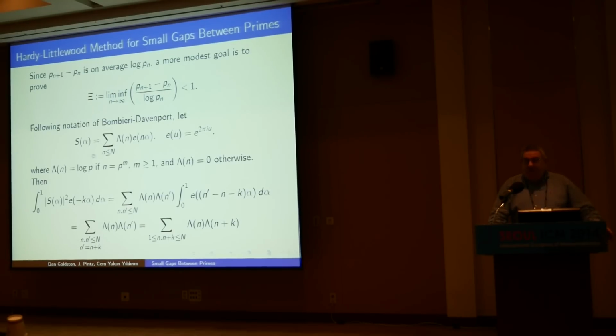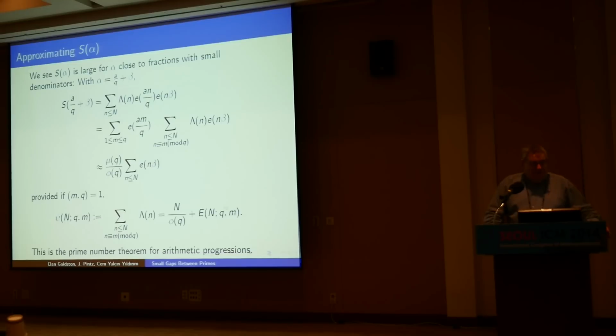And so the method that Hardy and Littlewood came up with, and I'll be using the notation of Bombieri and Davenport, is you look at this exponential sum over primes, where lambda is the von Mangoldt function. It's log p if n is a prime or a prime power and 0 otherwise. But you should just think of this as an exponential sum over primes. And so what you do is you take the absolute value squared of this exponential sum, hit it with e to the minus k alpha, an exponential, integrate it, and it pulls out the terms when n and n plus k are both prime, which is what we're interested in.